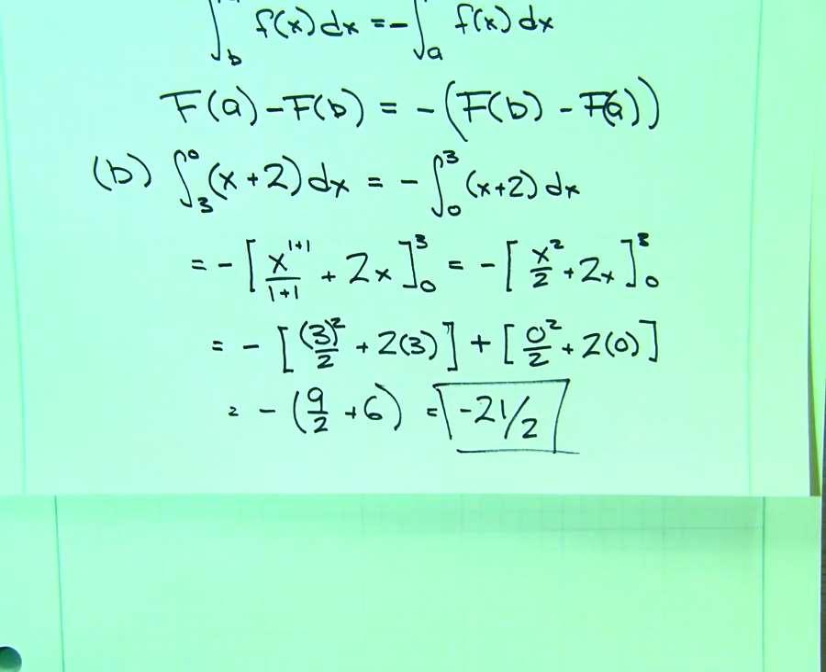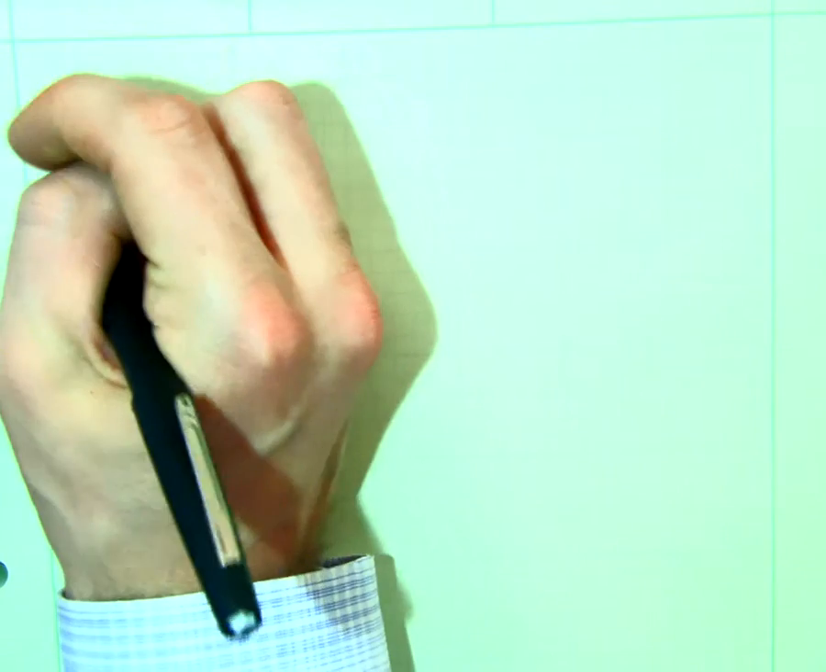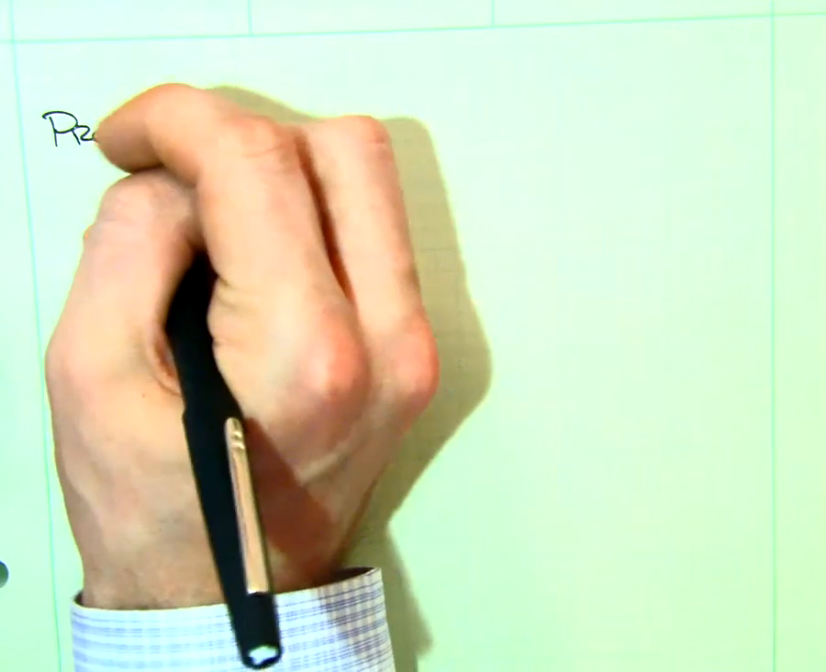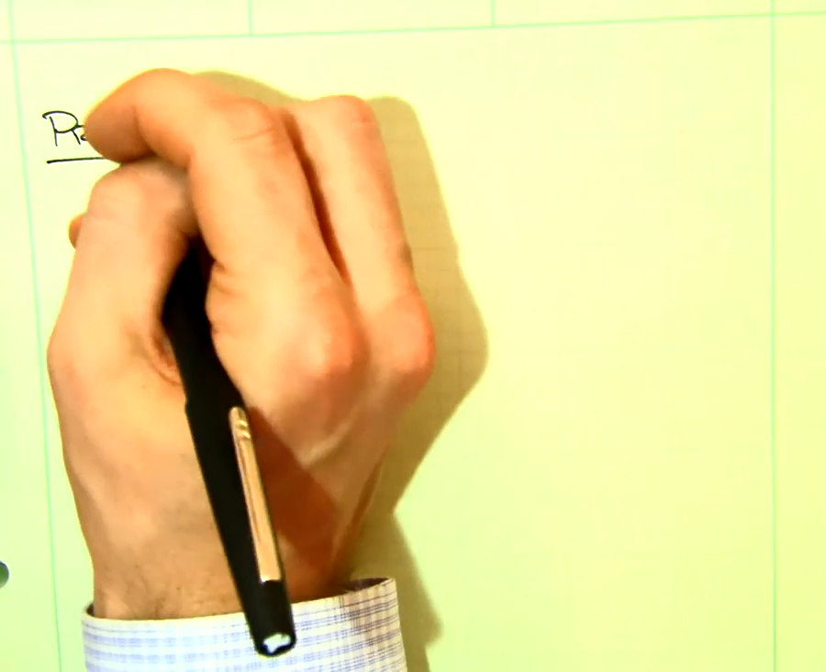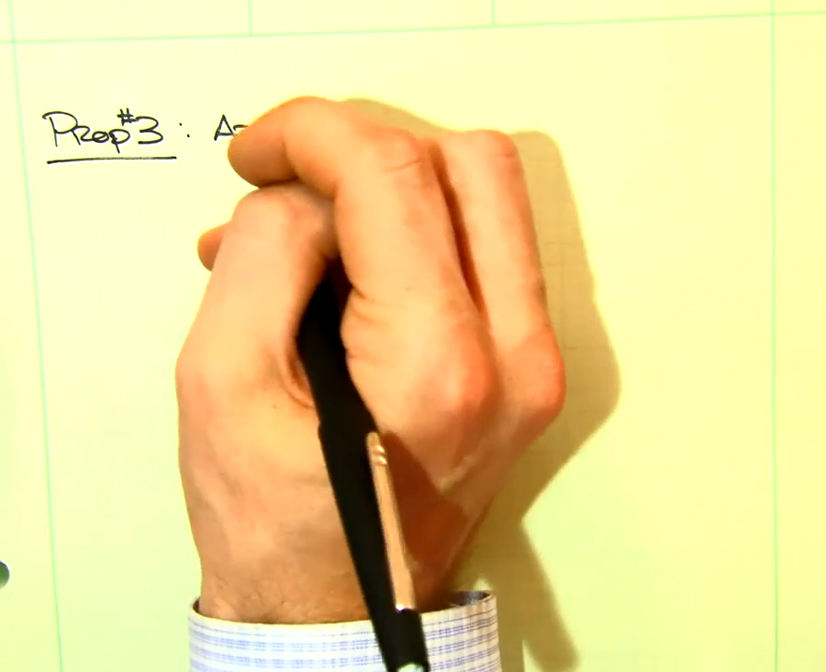Okay, that's our second property. Now our third property, it's called the additive interval property. Okay, a little bit different. It has a special name. So prop 3. This is the additive interval property.